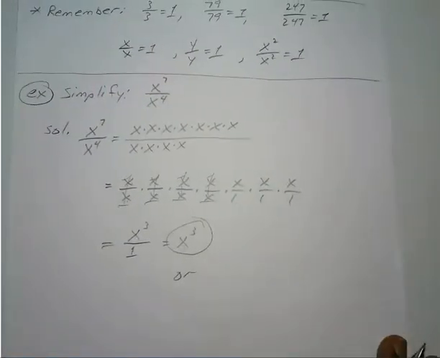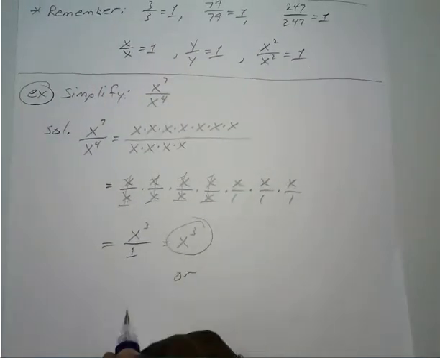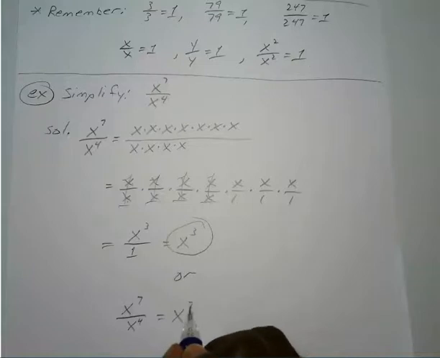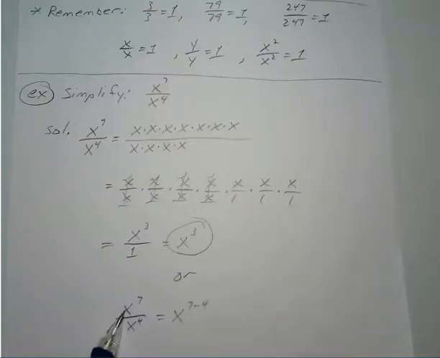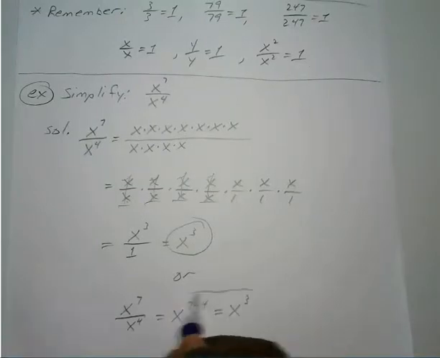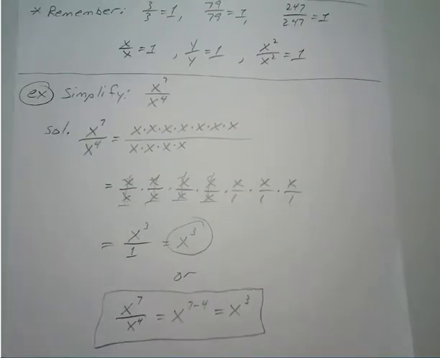Or you can just use the formula: x to the 7th over x to the 4th is just x to the 7 minus 4. Remember, again, as long as the bases are the same. So you have x to the 3rd power. So this is just a whole lot faster. All right, so let's do a few more examples.